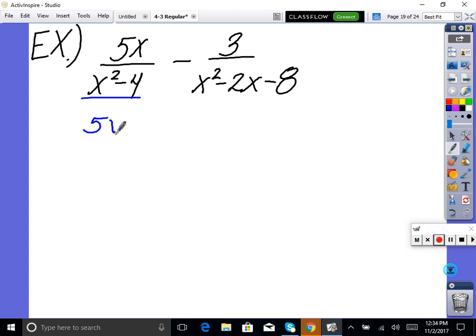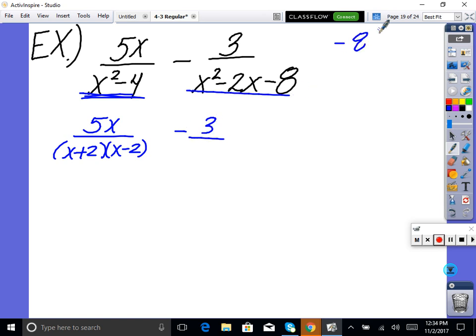We have 5x over, what does that factor to be? You're right. And then we have minus 3 over, that factor is what multiplies to be negative 8 and adds up to be negative 2? 4 times negative 2, right? So we have negative 3 over (x minus 4)(x plus 2). Now let's look at our denominators and find our least common denominator.